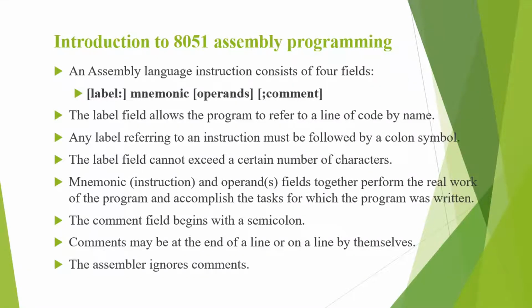Mnemonic, that is instruction, and operands together perform the task for which the program is written. The comment field begins with a semicolon. It can be at the end of the line or on a line by itself. During execution, the assembler ignores the comments. The comments are written so that the program can be easier to read and understand, and the programmer will know what exactly that instruction is doing.